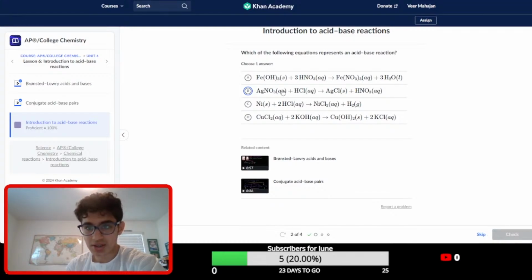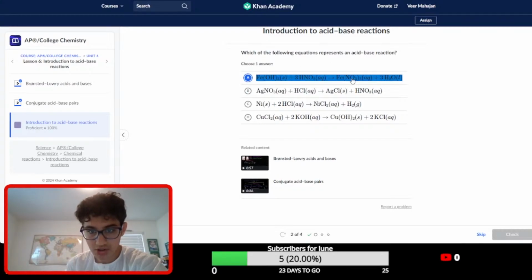Which of the following represents an acid-base reaction? I actually completely forgot how to do this, so we'll just see. What's it called? You should have an acid and a base together, and then they cancel out, which is in the first one.